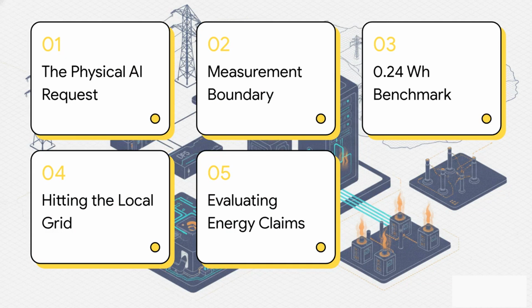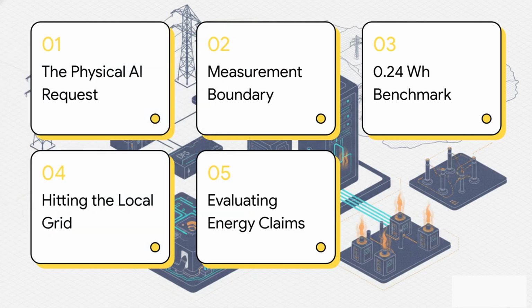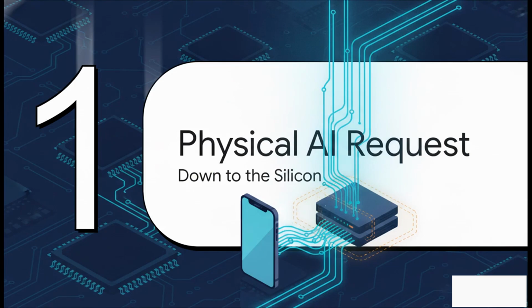Here is our roadmap for the audit today. We're going to zoom out step by step, starting with the physical AI request itself, looking at the facility measurement boundary, diving into a specific 0.24 watt-hour benchmark, exploring how this hits the local grid, and finally, figuring out how to evaluate all these AI energy claims we see in the news. All right, let's dive right into part 1, tracing that physical request all the way down to the silicon.